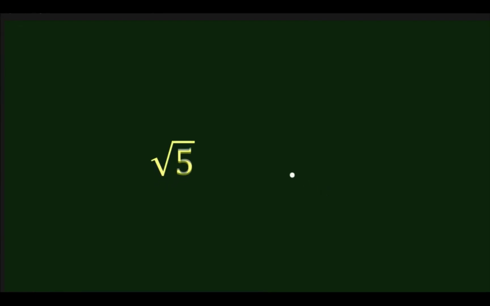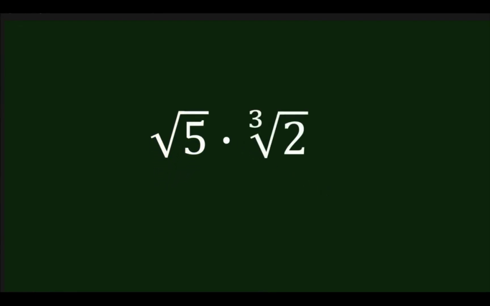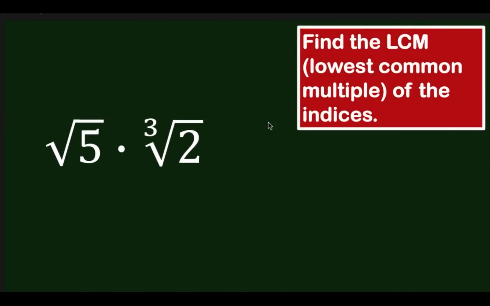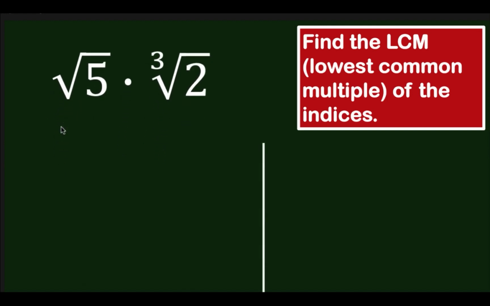Now, what if the indices are not the same? For example, we have square root of 5 times cube root of 2. Here, the implied index is 2. Here, the index is 3. So what do we do if the indices are not the same? What we do is get the least common multiple or the LCM. Since radicals are equivalent to fractional exponents, write them in terms of fractional exponents.